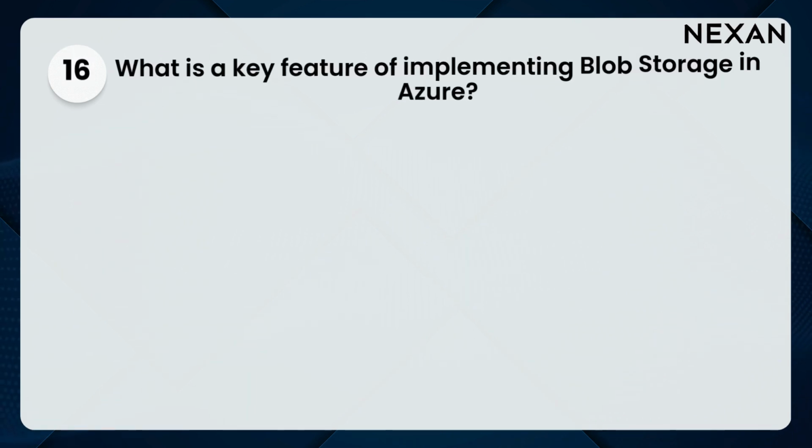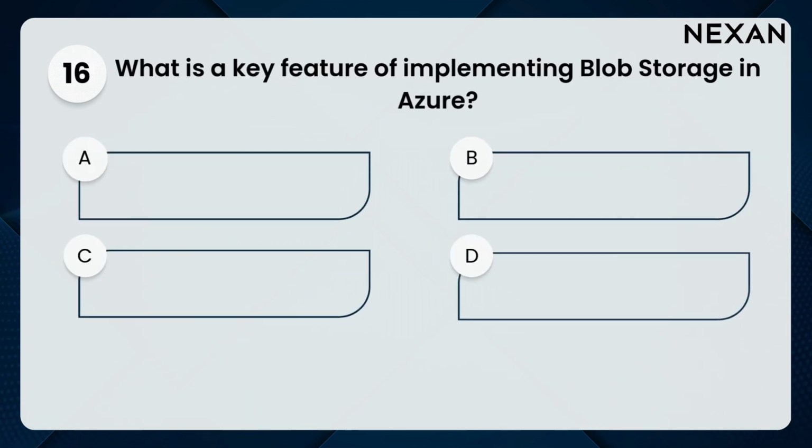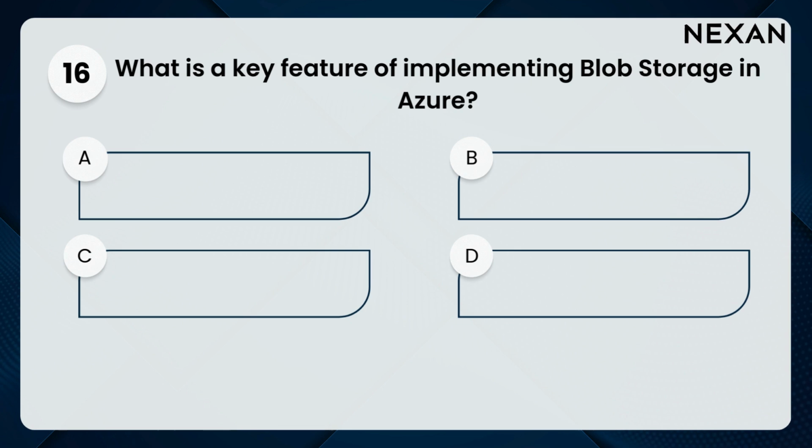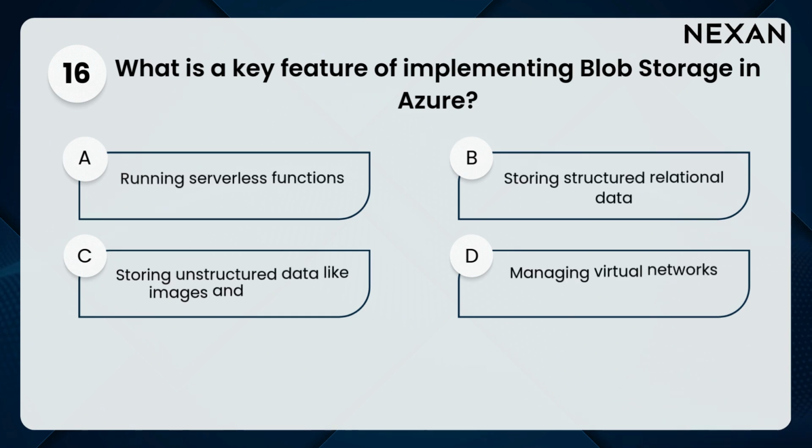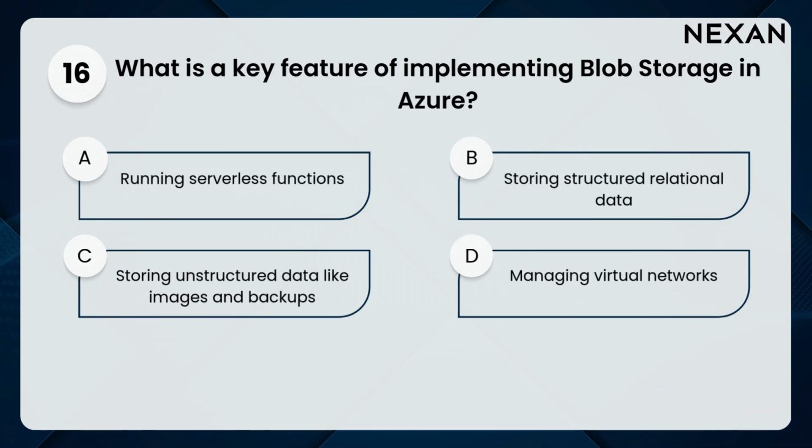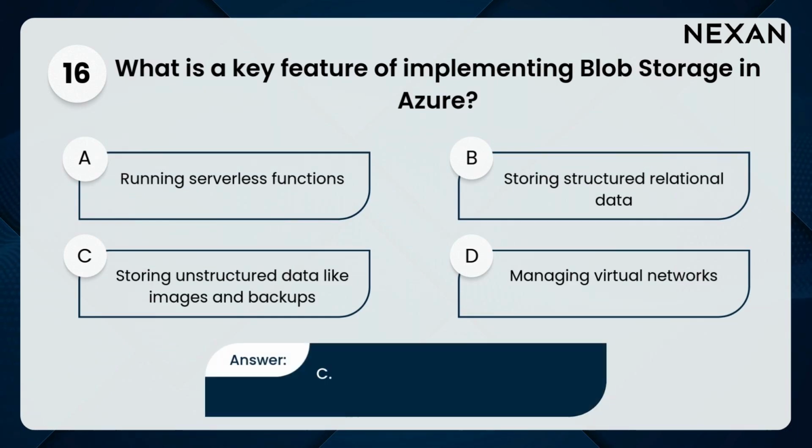16. What is a key feature for implementing blob storage in Azure? A. Running serverless functions. B. Storing structured relational data. C. Storing unstructured data like images and backups. D. Managing virtual networks. Answer: C. Storing unstructured data like images and backups.